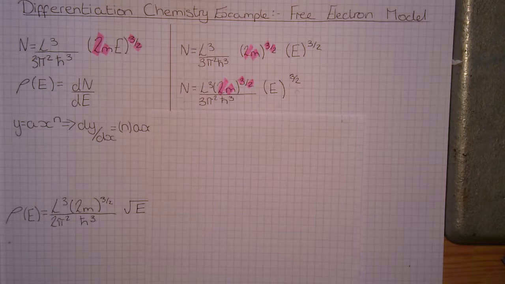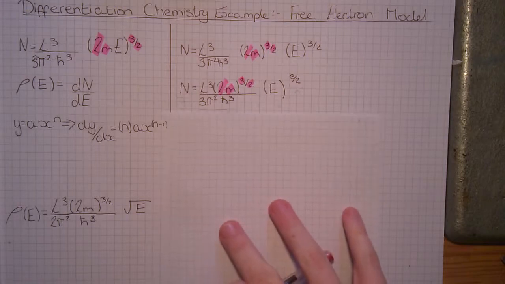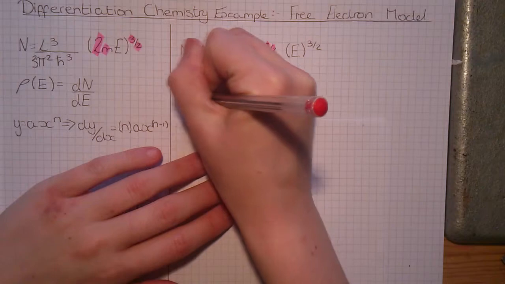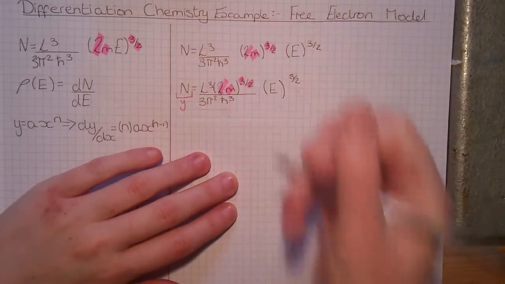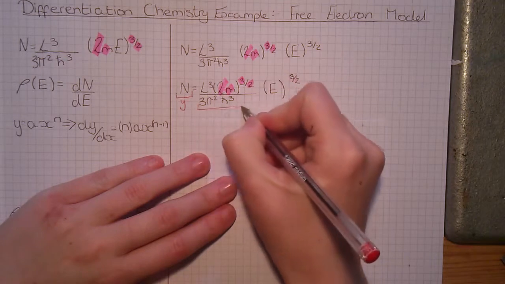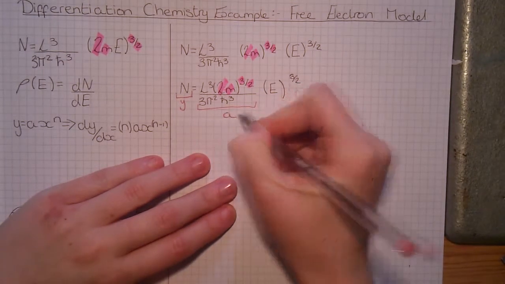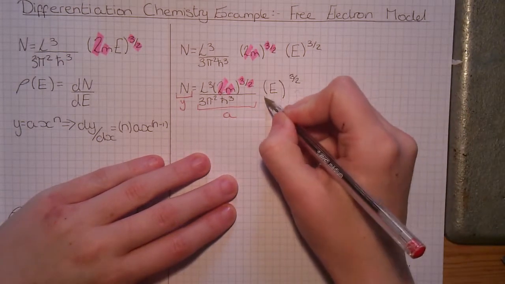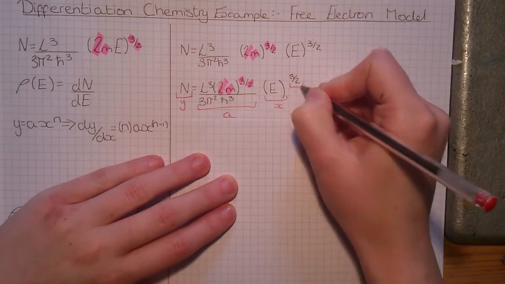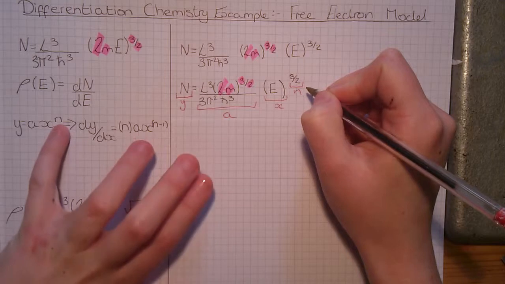So let's start differentiating. We'll start by looking at the different parts of the equation in relation to the equation y equals ax to the power of n. So as I said before, n is the y, the fraction is a, e is the x, and the power 3 over 2 is this n.